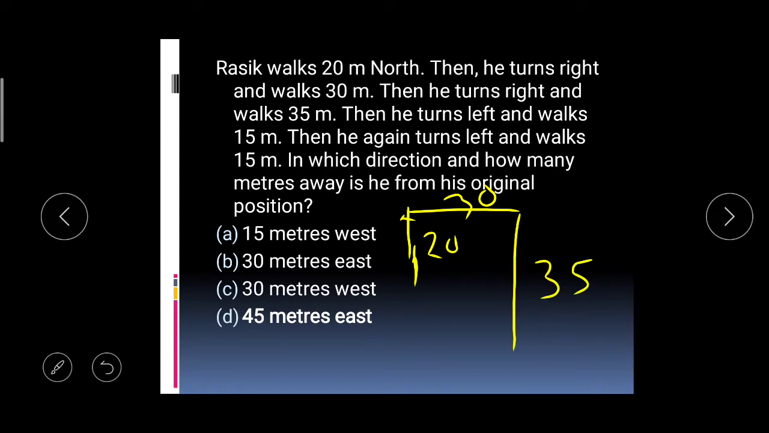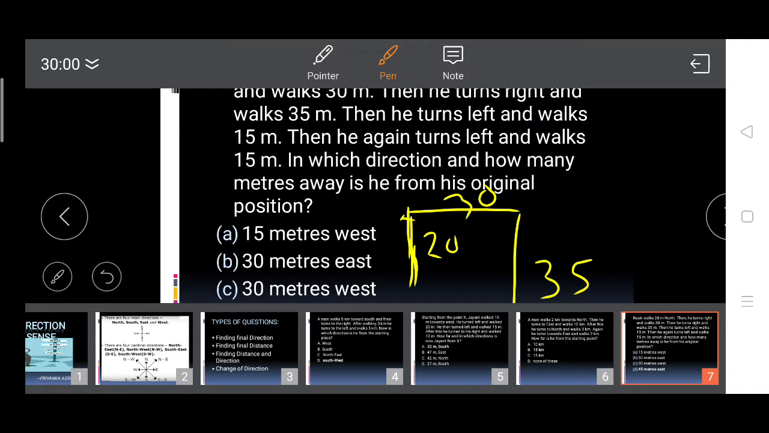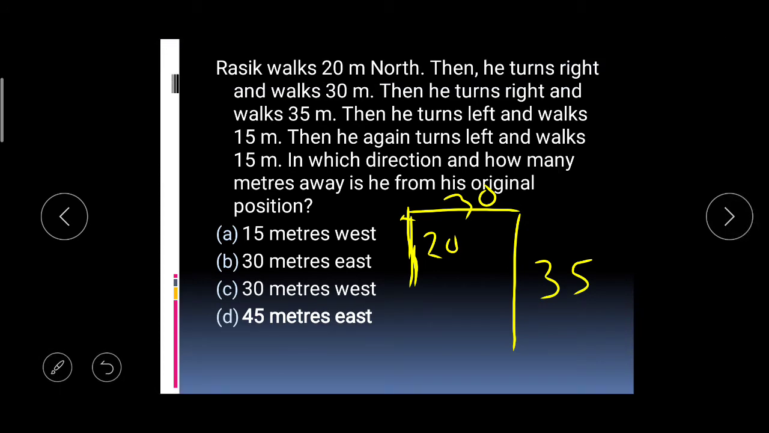Please take care of the distances. This is 20 and this is 35, so this distance is more. Then he turns left and walks 15 meters. So, from here he takes 15 meters.